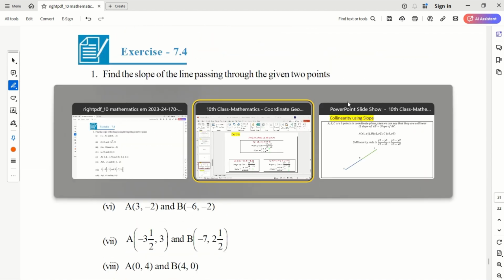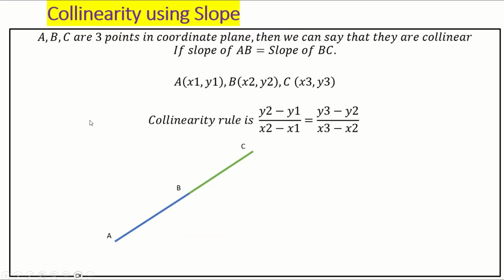Now, let me explain one thing which is not mentioned in the textbook actually. We can use slope to find if the points are collinear. If A, B, C are 3 points in the coordinate plane, then we can say that they are collinear if slope of AB equals slope of BC. You have to note one important point here: B is common. That means I am drawing two lines from B which have the same slope, which means they are obviously collinear.